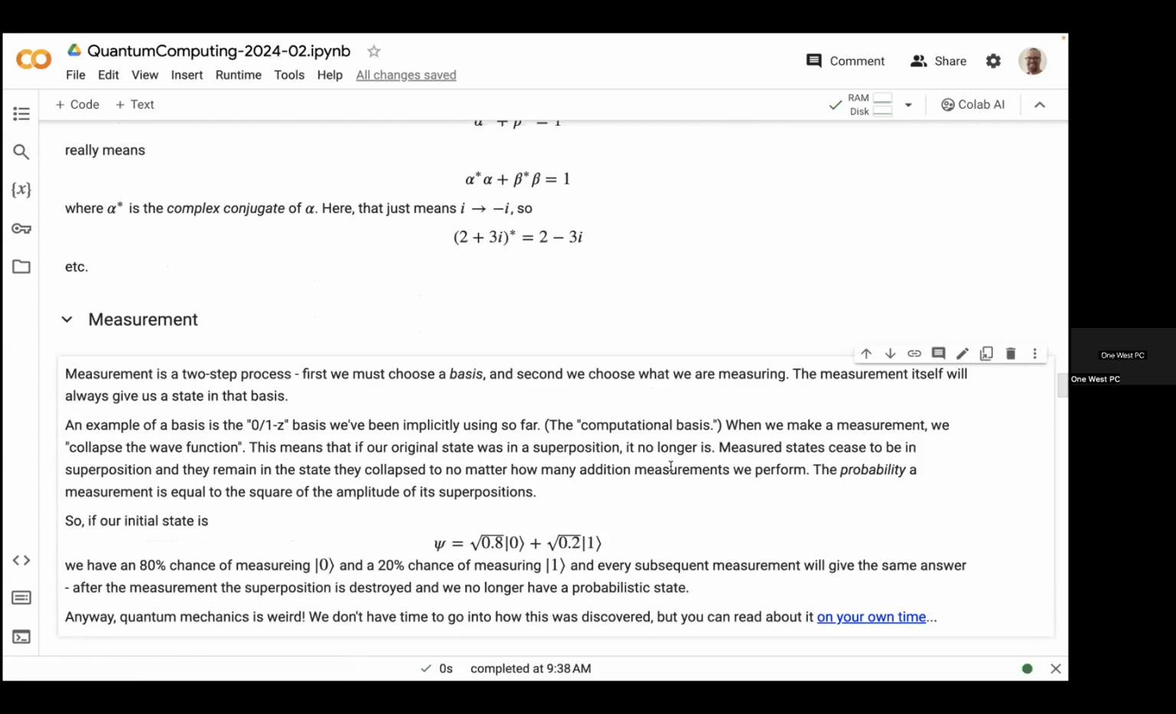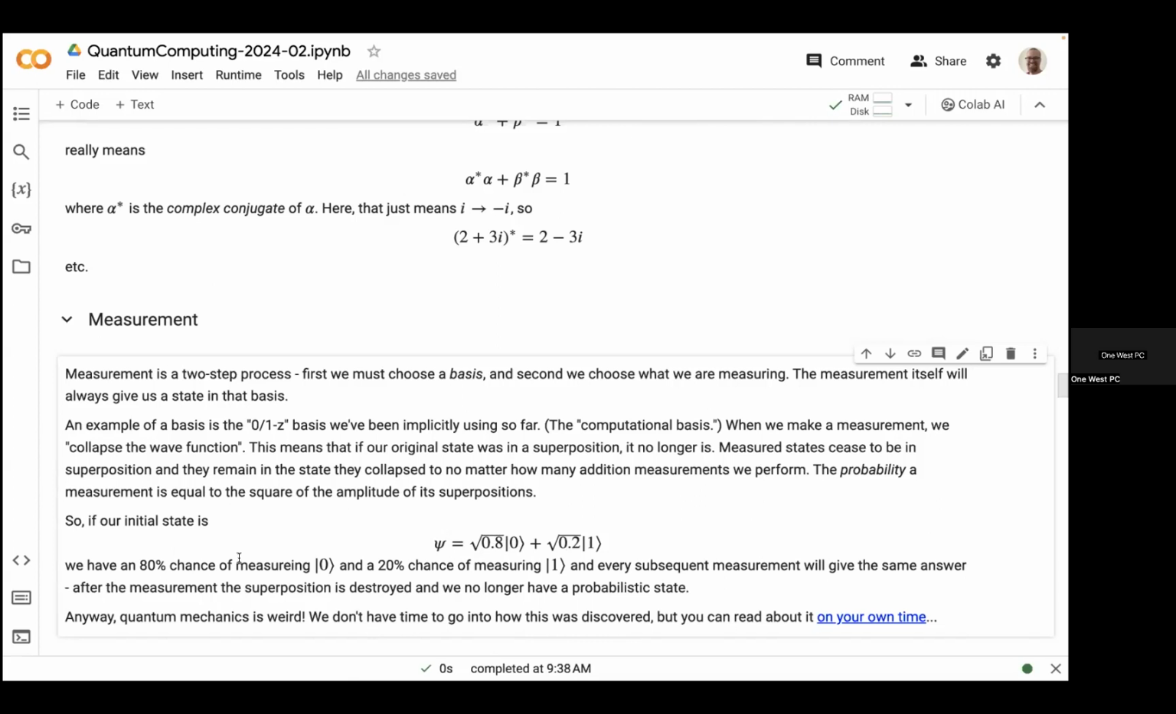When you make a measurement of some superposition, you collapse the wave function. You may have heard that kind of stuff before in a pop sci context. So if our original state was a superposition, it no longer will be post-measurement, right? It's going to be in the basis of our measuring device. And what these amplitudes that we're setting out in front really tell us are the probability of measuring this answer in the basis versus that answer in the basis. So for my 80-20 qubit, we have an 80% chance of measuring a 0 and a 20% chance of measuring a 1. So it's probabilistic.